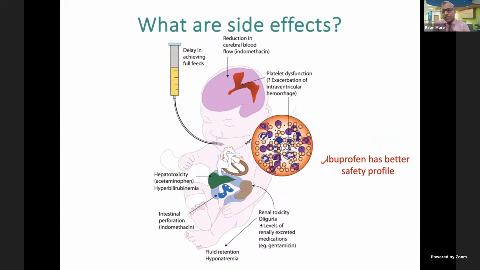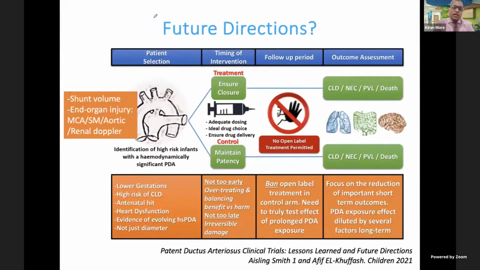Ibuprofen has fewer side effects, and paracetamol has even fewer. Now, on the note of what we discussed, the future direction, and why we are not getting the evidence: this is a good slide by Afif El-Fakash, published in one of his papers, and he talks about all those things which we spoke about. In future trials, not only the PDA diameter and LA:Ao ratio, we should also look at shunt volume.